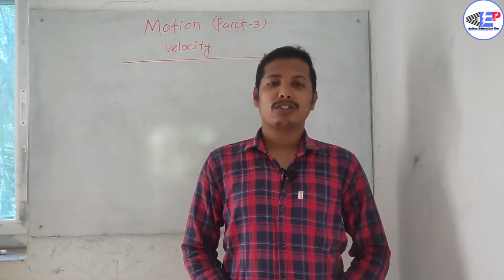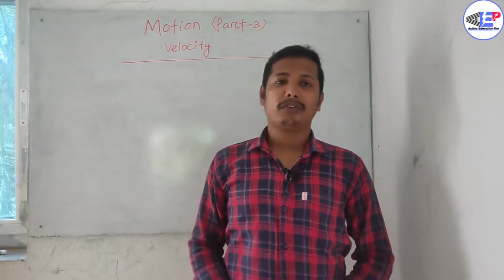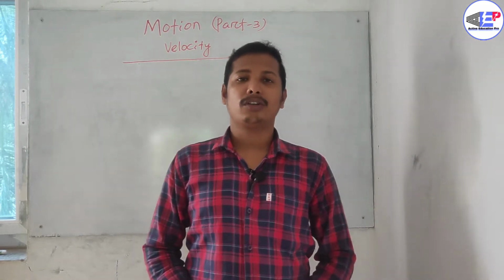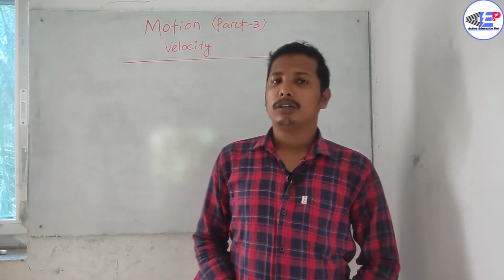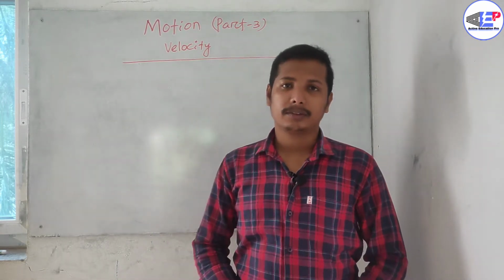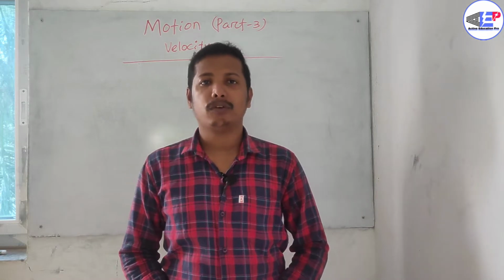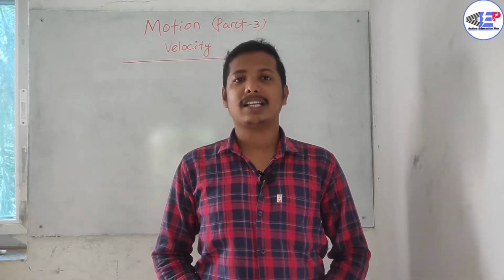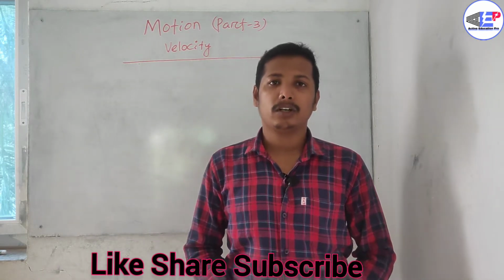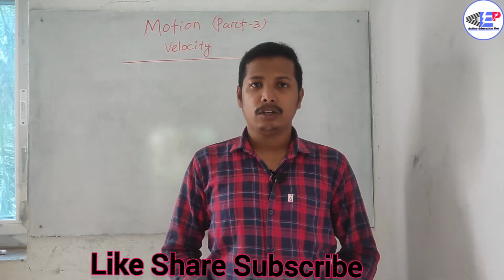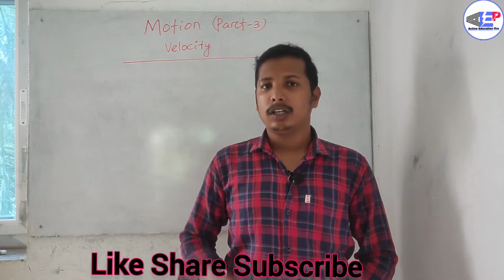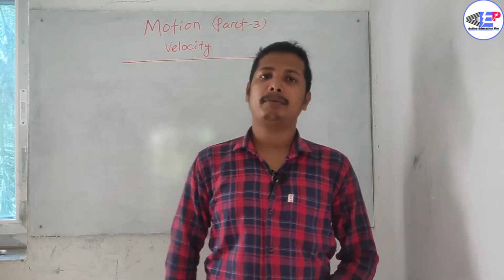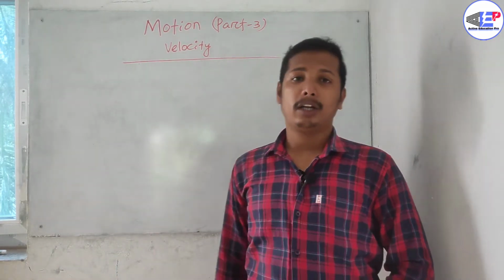Today we are going to study about velocity. In our previous classes we have studied about motion, distance, displacement, speed. So now we are going to study about velocity. To know the exact position of a body, distance is not sufficient because it has no direction. So to know the exact position of a body, we need direction. The direction of a body can be found out from velocity.